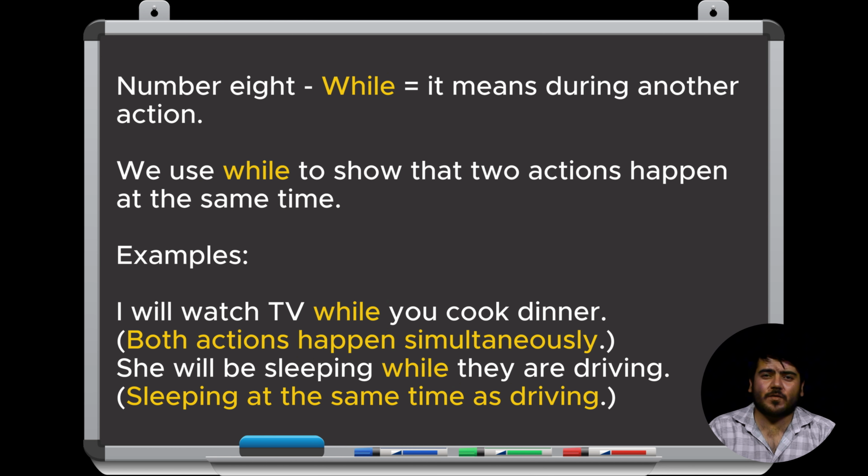Number 8, while. It means during another action. We use while to show that two actions happen at the same time. Examples: I'll watch TV while you cook dinner. Both actions happen simultaneously. She'll be sleeping while they are driving. Sleeping at the same time as driving.